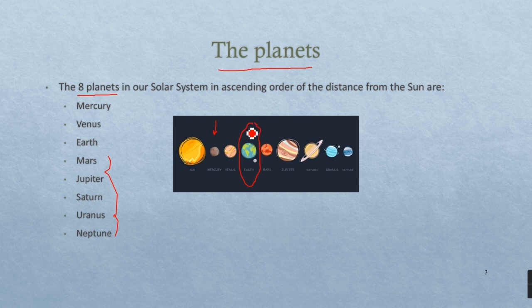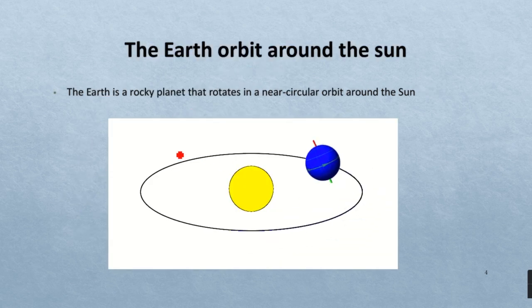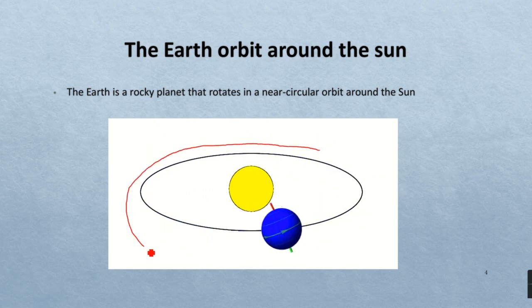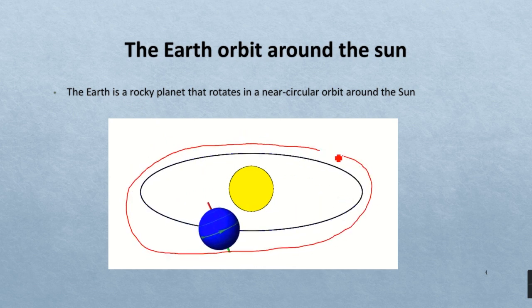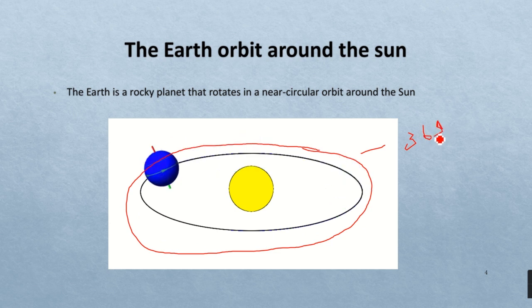So let's talk about the orbit of Earth around the Sun. So Earth is a rocky planet, and it rotates around the Sun in a circular orbit, which means that it completes one revolution around the Sun during one orbit, which takes around 365 days.